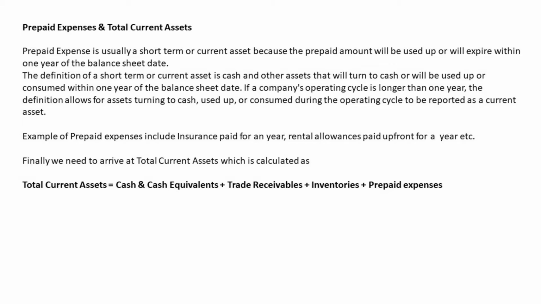So now finally coming to total current assets, which is calculated as the summation of all what we saw above: cash and cash equivalents plus the trade receivables plus the inventories plus the prepaid expenses. That put together gives the total current assets, which we saw to be around $58 billion in Walmart's case.